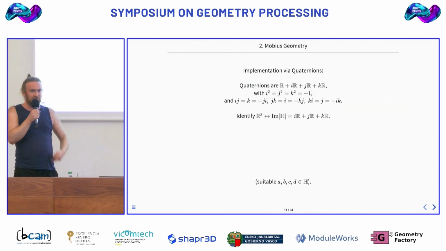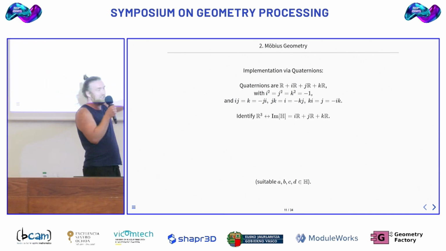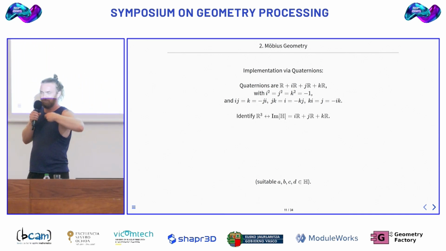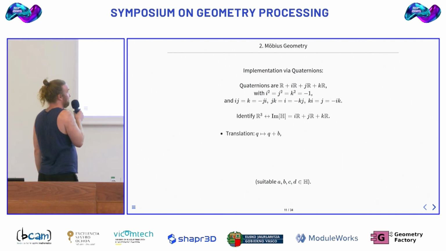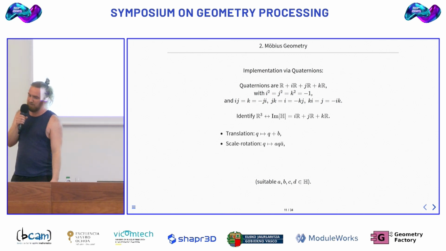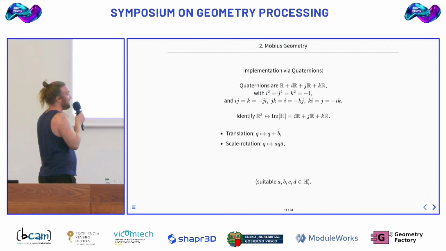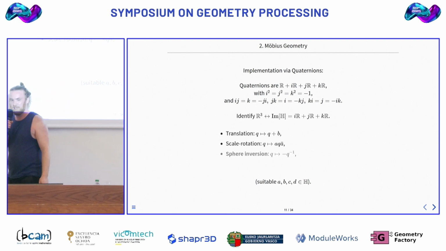Okay, and how do we interpret this for 3 space? It's just that the i, j, and k part represent the unit vectors of R3. And then we're sort of back. Translation is addition. Scale rotation is conjugation. So now I have to do something from the left and right.